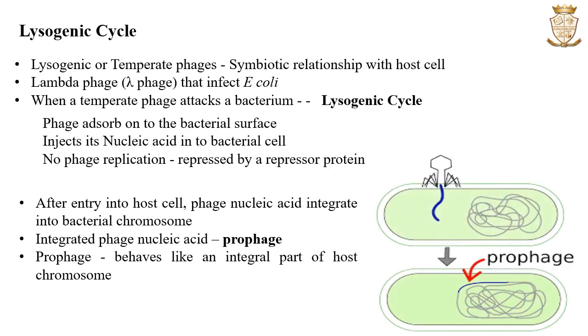We can see the prophage in this image. The phage DNA is blue colored and it got inserted into the bacterial chromosome, and this inserted phage DNA is known as the prophage.